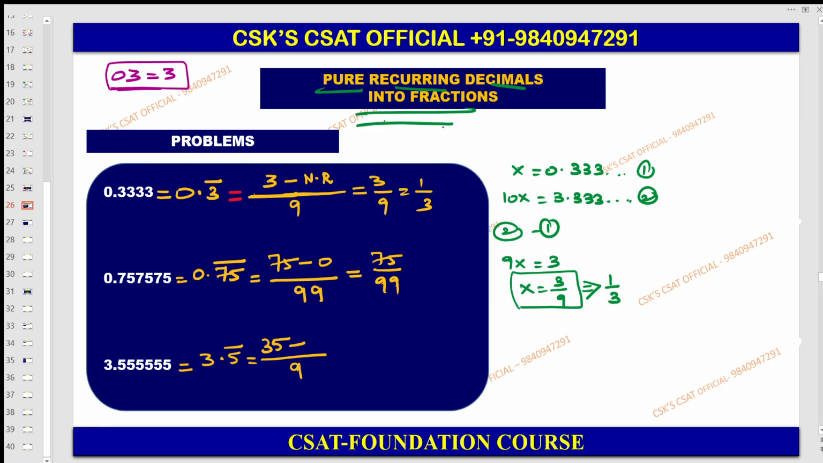Minus. Next you have to write NR. What is the NR? Non-recurring. 3 is non-recurring here. So therefore minus 3. So 35 minus 3 here is nothing but 32 by 9. That's it. So this is nothing but converting a pure recurring decimal into a fraction. Guys, everyone understood?